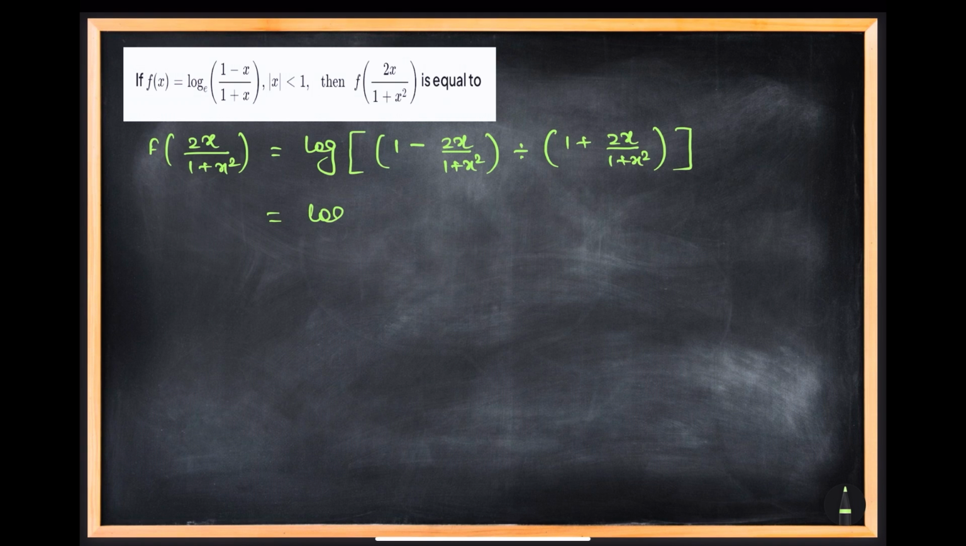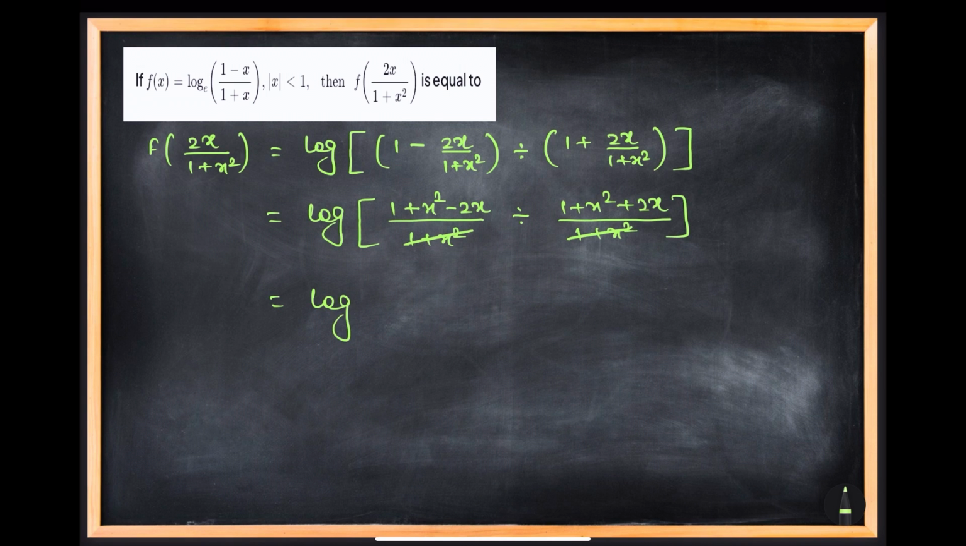Now look at this. So we got log, taking the LCM as 1 plus x square. So we got 1 plus x square minus 2x divided by 1 plus x square plus 2x upon 1 plus x square. Now this thing is gone. Can I write this as log? Look at the numerator. Can I write this numerator as 1 minus x whole square? And can I write this denominator as 1 plus x whole square? So I can go with 1 minus x upon 1 plus x whole square.